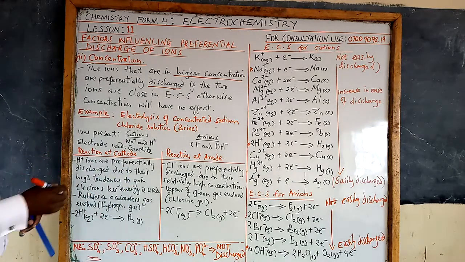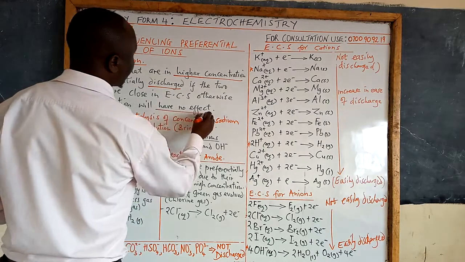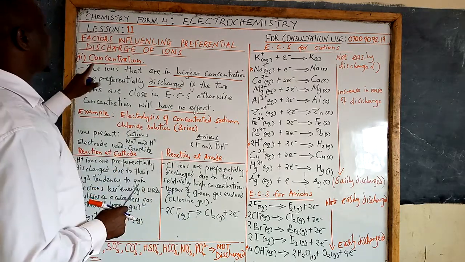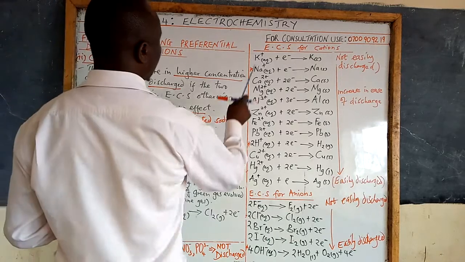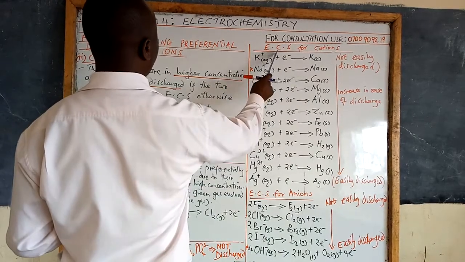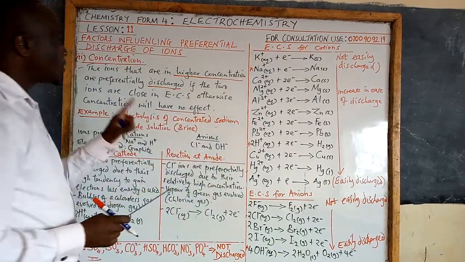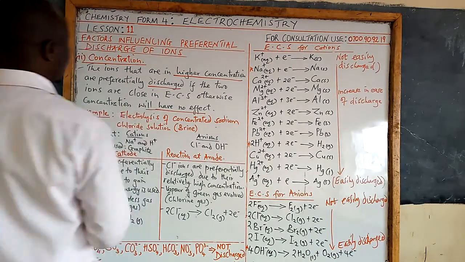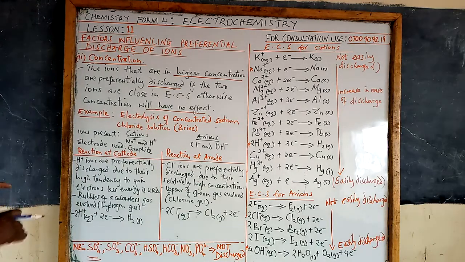So where concentration cannot decide, then we go back to factor number 1, that is the position of the ion in the electrochemical series. Factor 1 will carry the day if concentration has no effect, that is, if the ions are very far away from each other.